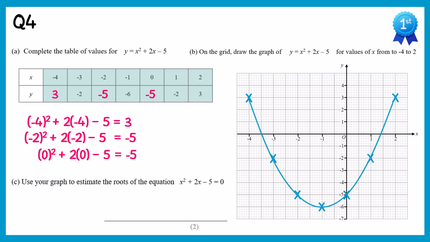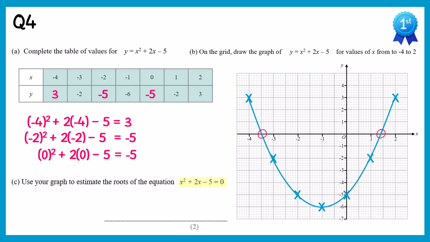In part C of the question, we're asked to estimate the roots of this equation. Notice how this equation matches the same equation as the graph that we drew. So to find the roots of this equation, we're just looking for where this graph crosses the x-axis. You can see it crosses the x-axis in two places, here and here. So we just need to write down the values of these.